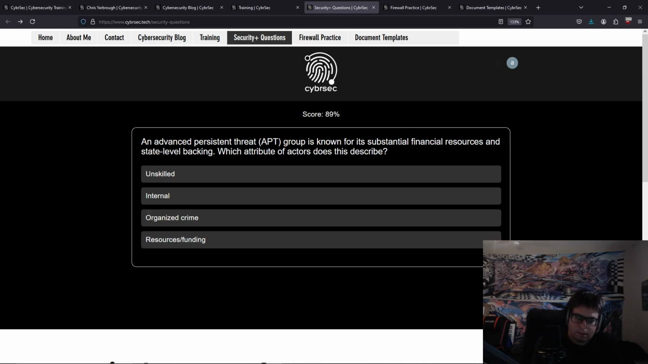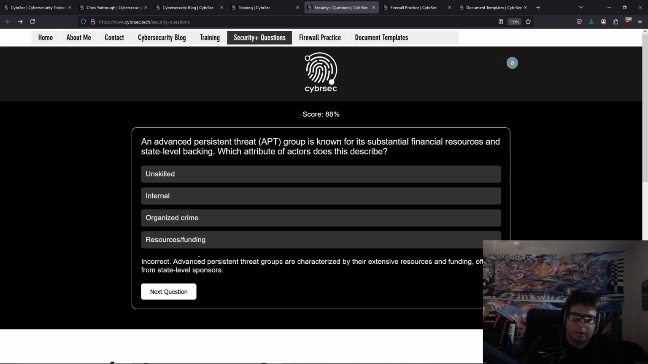Advanced Persistent Threat Group is known for its substantial financial resources and state-level backing. Which attribute of actors does this describe? Internal or organized crime? Internal. Often state-level sponsors. Their extensive resource and funding. So this one right here.